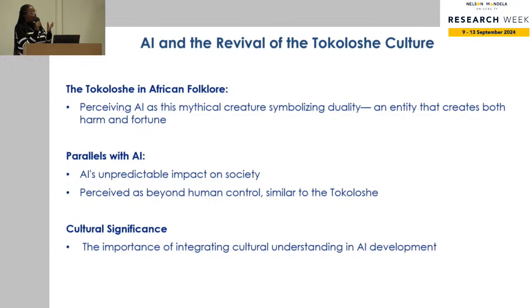So when we were writing this paper, we read a lot on how people understand AI, and this discourse of trying to understand AI and then putting an African folklore to it. This was a small community trying to understand what AI was, and to them they saw it as similar to the Tokolosho. They didn't understand where it came from. They didn't understand what it was doing. They saw that it was doing harm and bringing fortune at the same time. And from this, we realized that there's a need for cultural significance to be attached to AI development. This meant integrating cultural understanding in AI development.